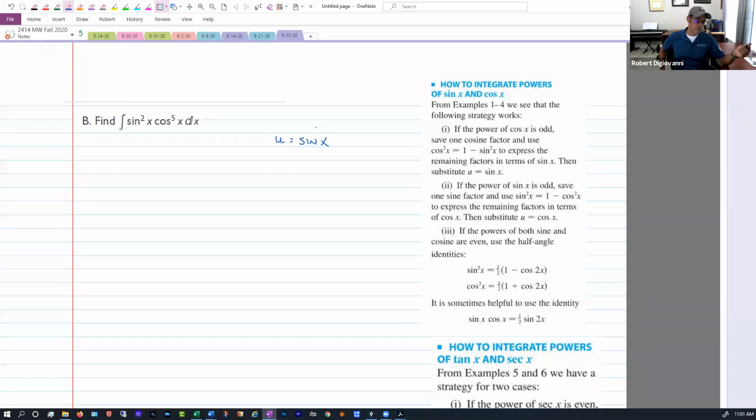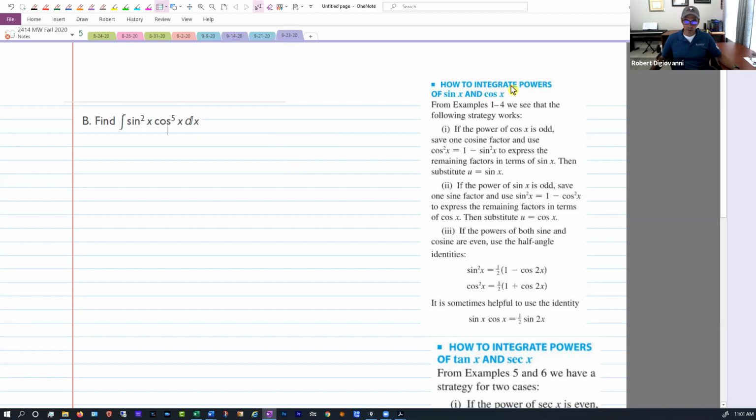If we do it the other way around, we let u be cosine x. The derivative of that is negative sine x. We have a sine x, but it's being squared. So again, that's kind of an issue. What I'm getting at is if it was just cosine x here, no 5 on that, then we would just do a basic u sub. U is sine x, we'd be in business. But we don't have that. So let's go to the steps here.